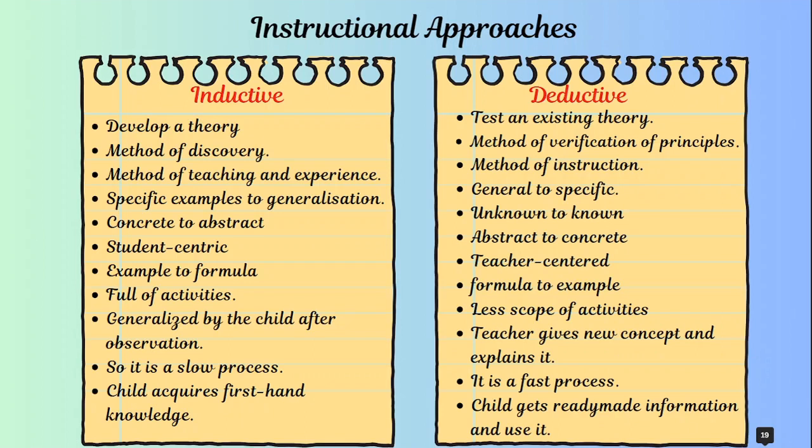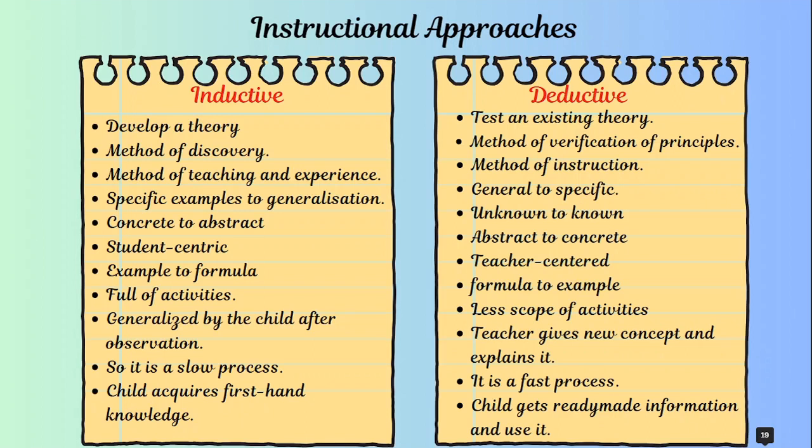As in the inductive method, the child does things by themselves, so it is a very slow process, and it is not good for some gifted children. But in the deductive method, as only the teacher is very active, he explains things, he gives new concepts, principles, facts, so this is a very fast process.